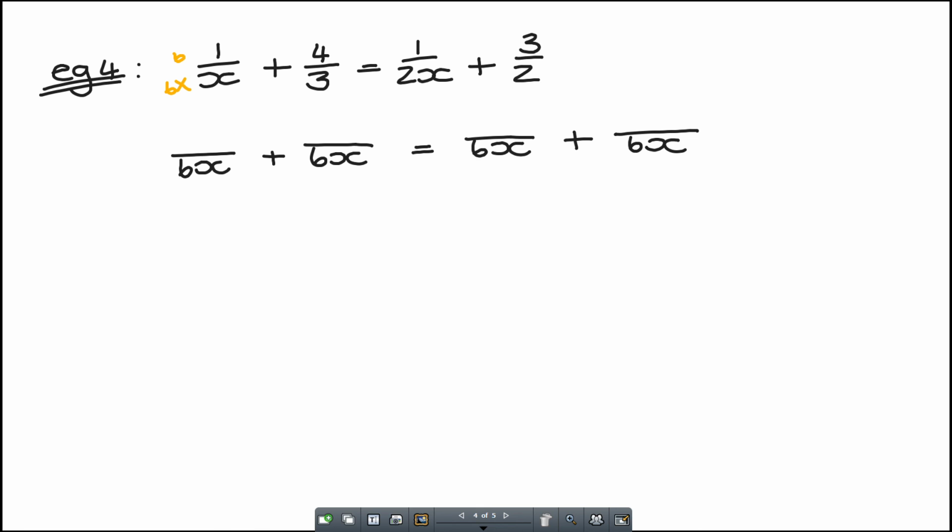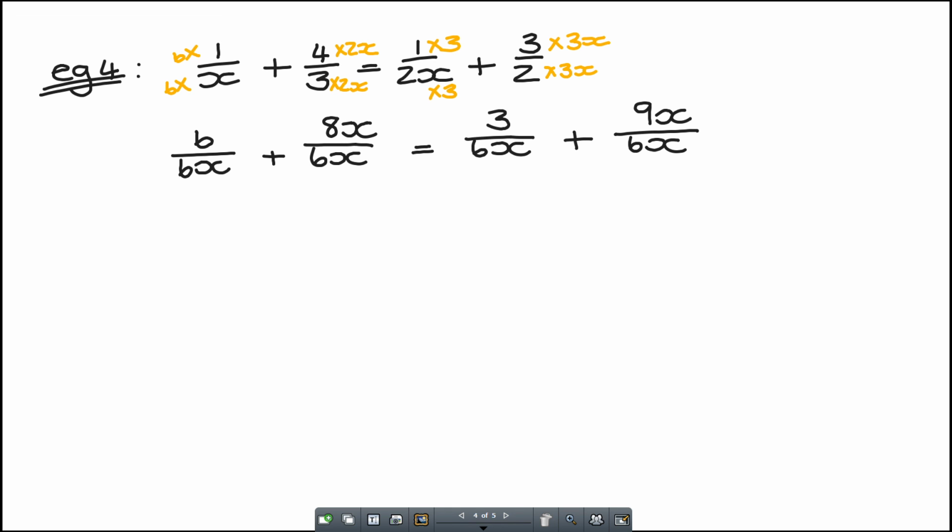Times 6. So I do it at the top as well, and that means that I will have 6 over 6x. Over here I had to multiply with 2x, so do the same at the top, which means it's going to give me 8x. Over here I had to multiply with 3, so do the same at the top, so you will have 3 over 6x. And over there, times 3x, so at the top also times 3x, which means that will give me 9x.